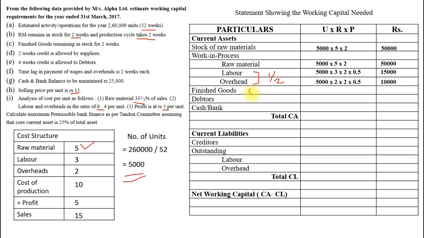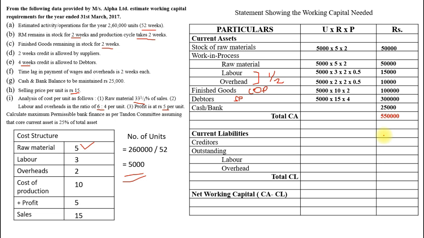Now remember, finished goods is always at the cost of production rate. So the cost of production is 10. So 5,000 into 10, and finished goods given in the question is 2 weeks. So 5,000 into 10 into 2 gives you 1 lakh. Debtors are always at selling price unless mentioned. So the selling price is given as 15. So 5,000 into 15 into 4 weeks, because debtors have been given 4 weeks. You multiply, you get the answer as 3 lakhs. Cash is already given as 25,000. So when you add up all the current assets, the total should come to 5,50,000 rupees.